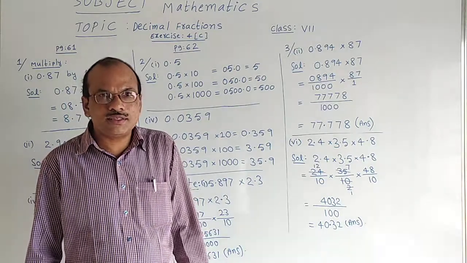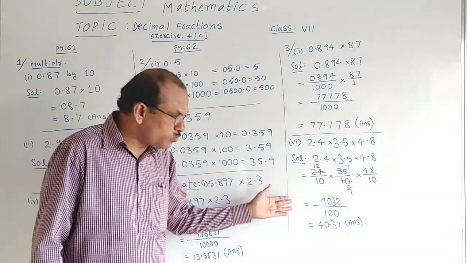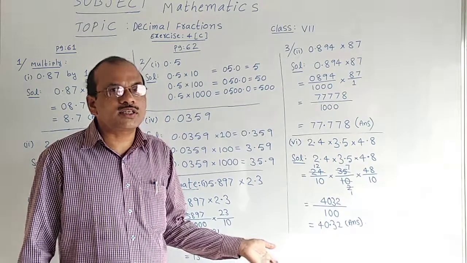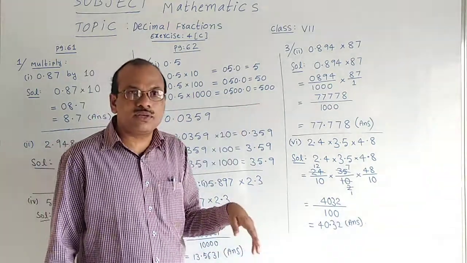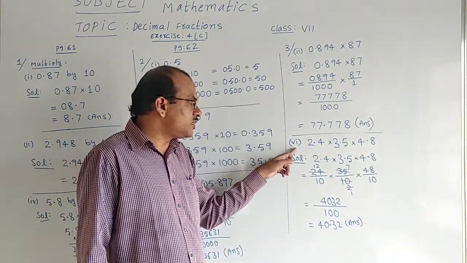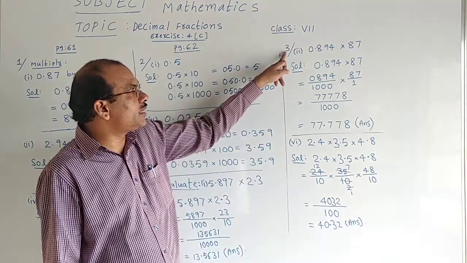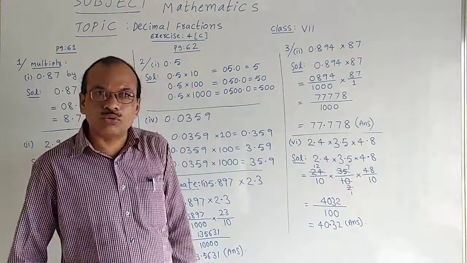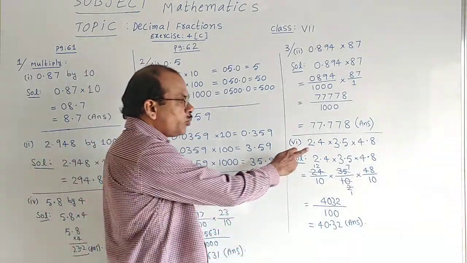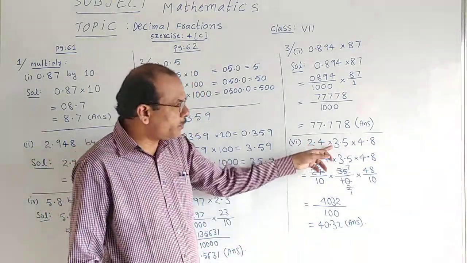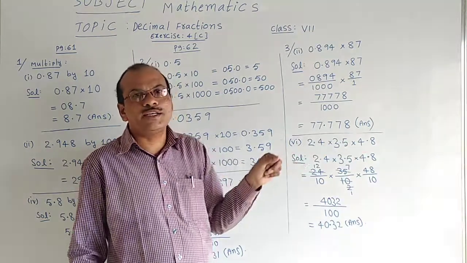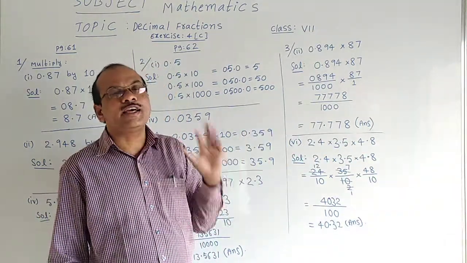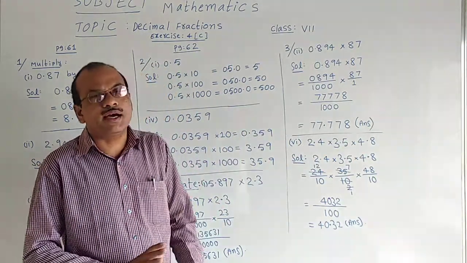Is it clear, students? In the same way, one more question is also there. Let us discuss that part. I hope these are very clear for you. See here once, third question only, 6th bit, in the same page, 62. Then 2.4 into 3.5 into 4.8. Now those points I have to remove, then we will get the answer.